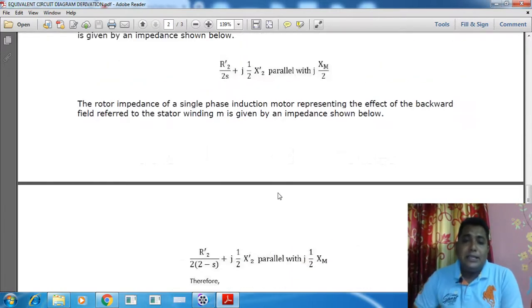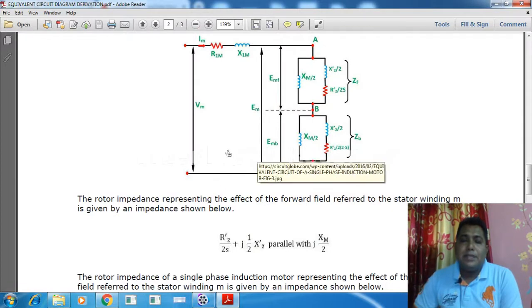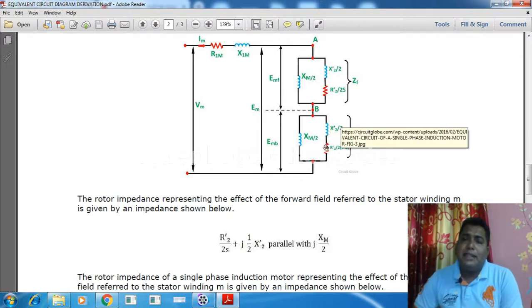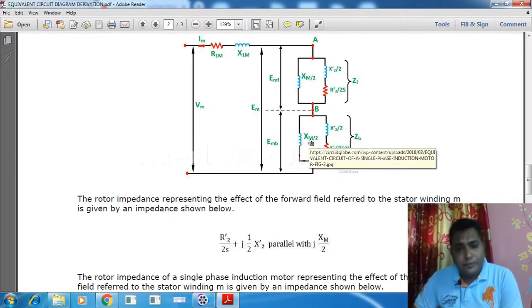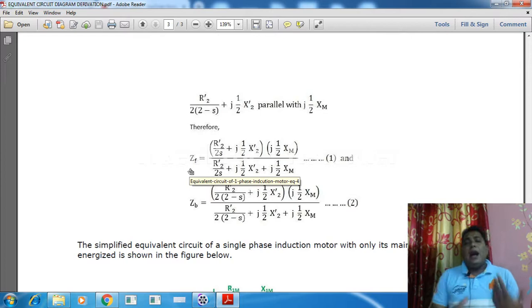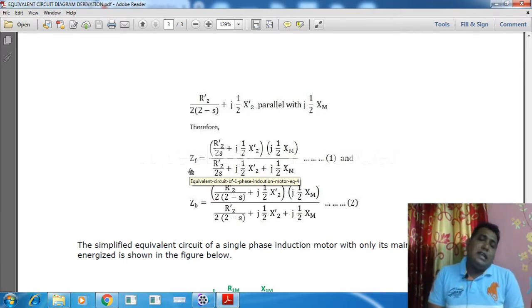Once again I am repeating, it is very important to understand. As far as the diagram is concerned, follow my pointer, this R plus X impedance is in parallel with this one. Here in the backward path also, the resistance and reactance combine into an impedance, and that impedance is in parallel with this Xm by 2. So the forward path impedance is given by R2 bar by 2s plus j x2 bar by 2 into j xm by 2, divided by the summation of all: R2 bar by 2s plus j x2 bar by 2 plus j xm by 2.